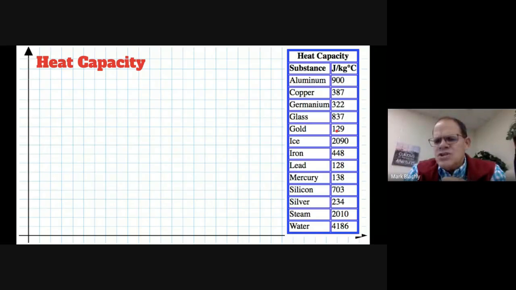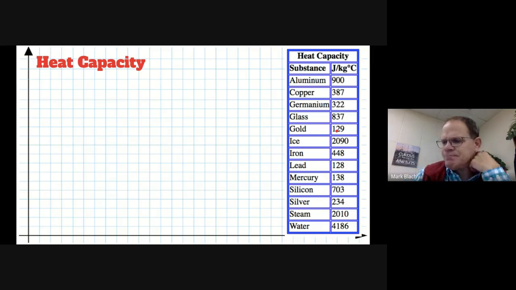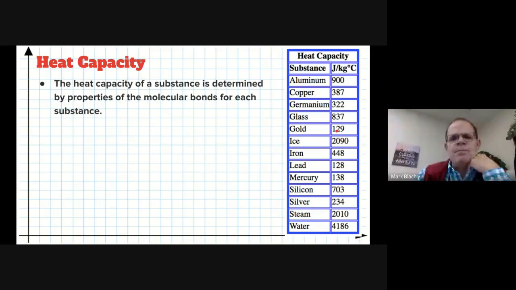What do you notice in general about things that are metal? Are the heat capacities big or small? Andres? Things that you know are metals. They're smaller. Yeah, they're a lot smaller than water and ice, steam, things like that, right? So the heat capacity of a substance is determined by the molecular bonds, and we're not going to worry about how that works. We're just going to look it up in a table.